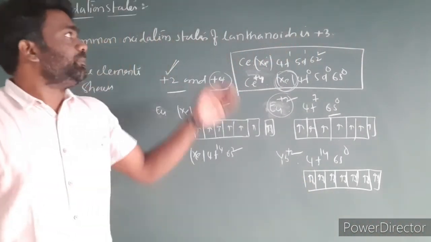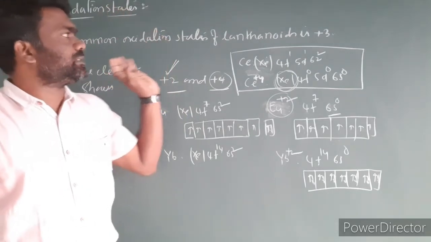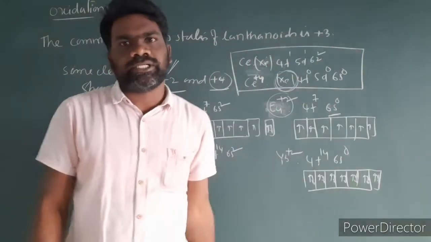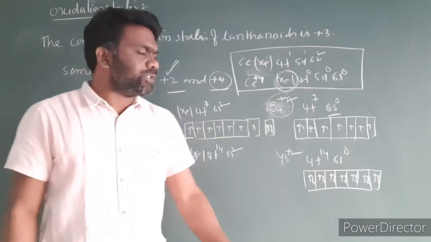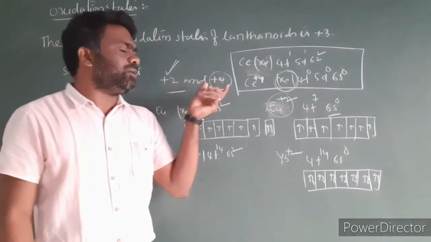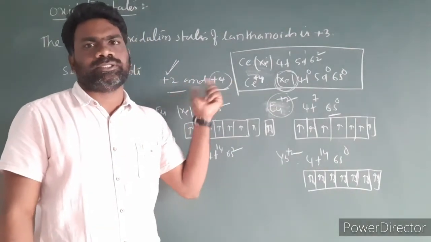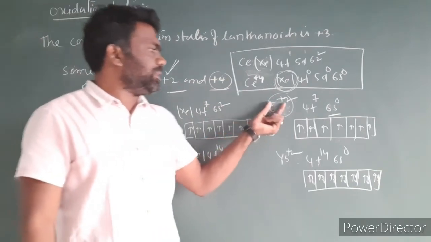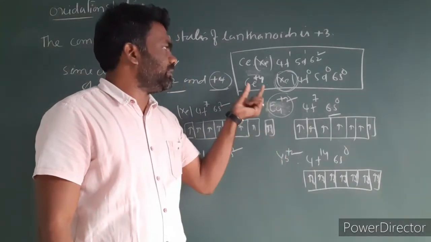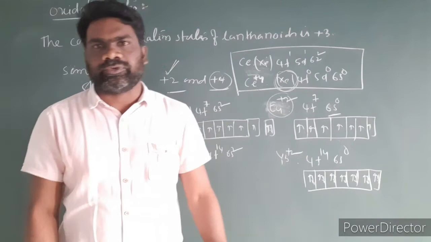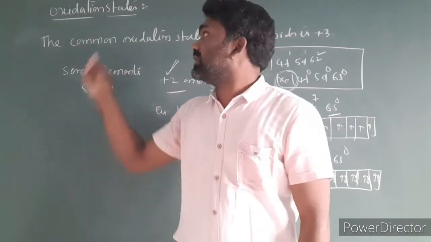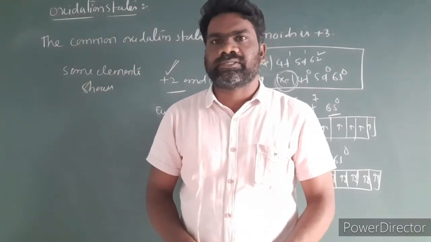So the point is that the common oxidation state of lanthanides is +3. In addition to +3, some elements will show +2 and +4 oxidation states, which are variable oxidation states. Examples: Eu2+ and ytterbium 2+, and next one is cerium 4+. So this is the oxidation states of lanthanides.